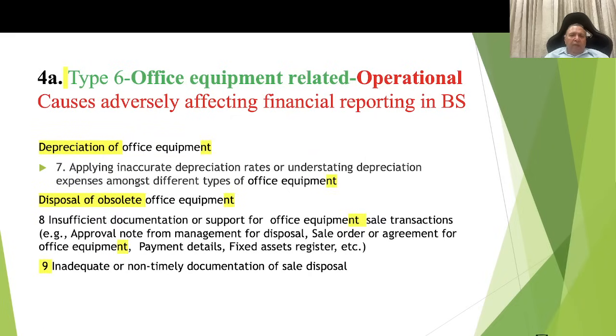Depreciation of the office equipment: applying inaccurate depreciation rates or overstating and understating the depreciation expenses among different types of office equipment. Disposal of the obsolete office equipment: insufficient documentation in support of the office equipment related sales transaction, like approval note from management before disposal, sales order agreement, offer for the office equipment, payment details, and fixed asset register entries. Then inadequate or non-timely documentation for the sale disposal.